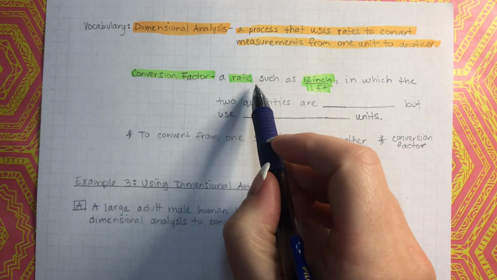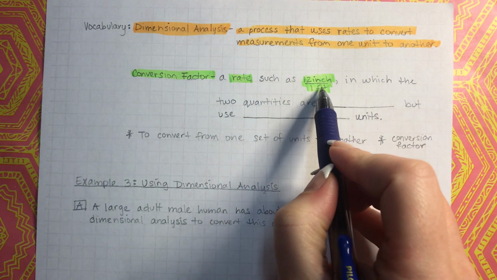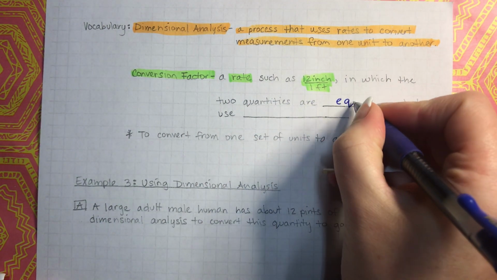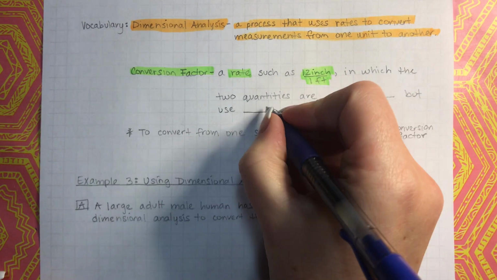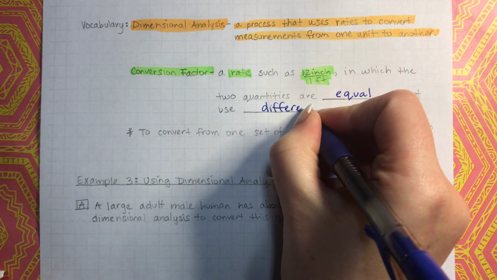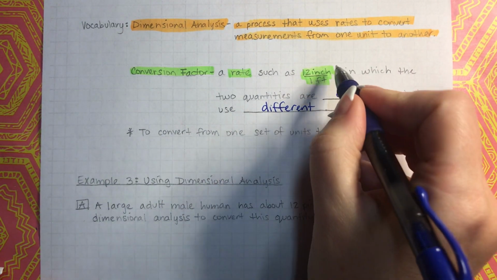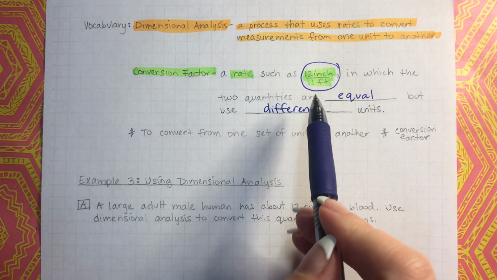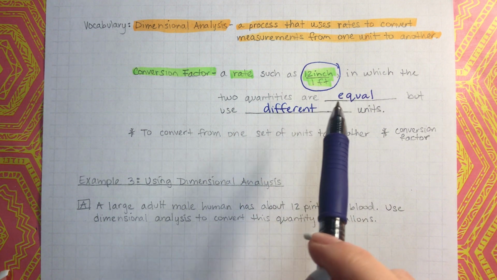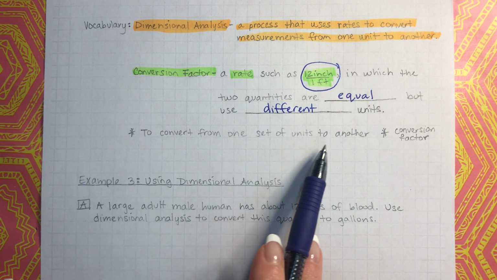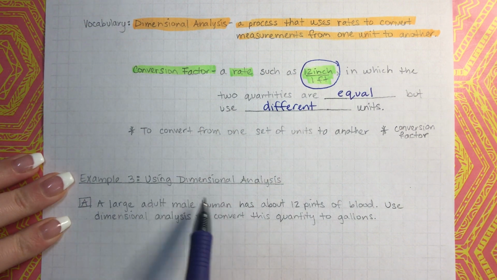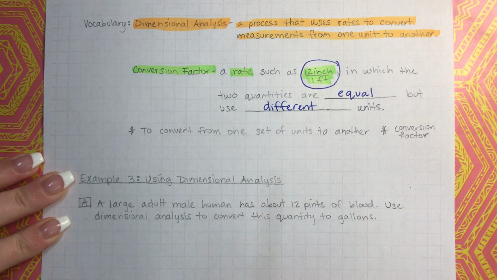So it is a rate such as 12 inches to 1 foot in which the two quantities are equal but use different units. Okay, so this is a conversion factor. You're going to have to know this one, and there are a whole lot of other ones that you're going to have to know as well. So to convert from one set of units to another, you use conversion factors. We're actually going to be using this a lot. So let's go ahead and practice dimensional analysis with the first problem here.